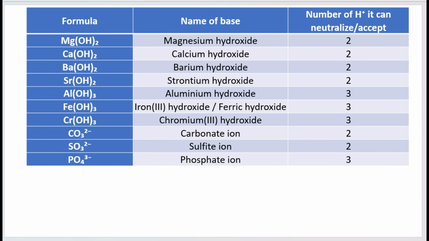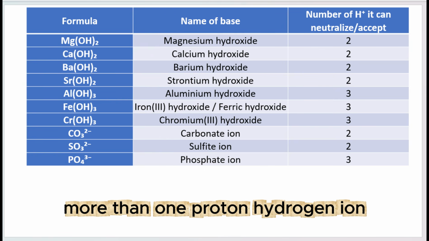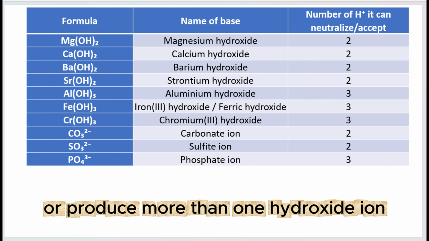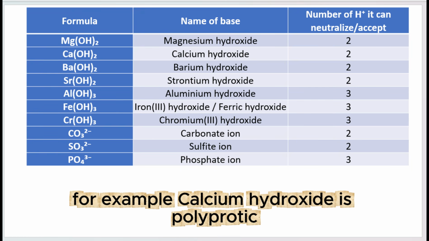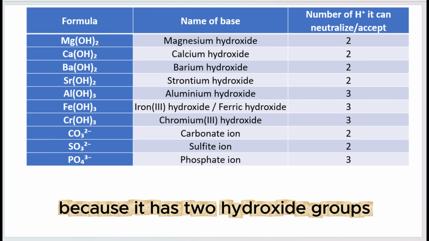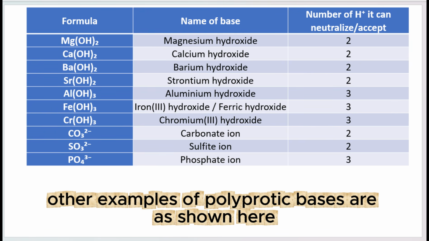6.2. Polyprotic bases. Polyprotic bases are bases that can accept more than one proton, hydrogen ion, or produce more than one hydroxide ion during acid-base reactions. For example, calcium hydroxide is polyprotic because it has 2 hydroxide groups and can neutralize 2 protons or hydrogen ions. Other examples of polyprotic bases are as shown here.